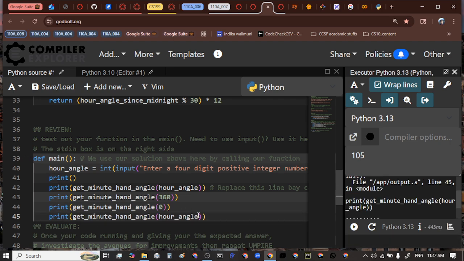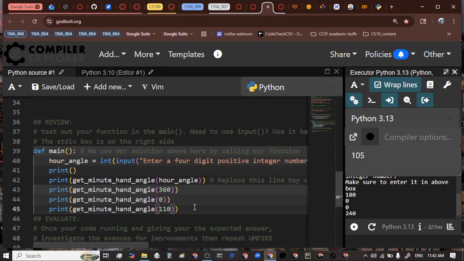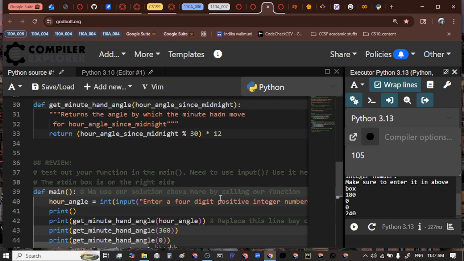Let's get some in-between values, let's say 110 degrees. So it's 3 something. I got 240. Did I make a mistake? Is that correct? 110 degrees. Oh, let's see, angles.